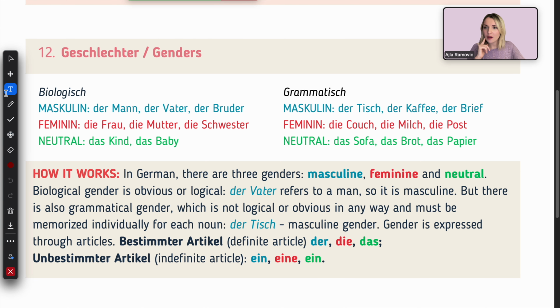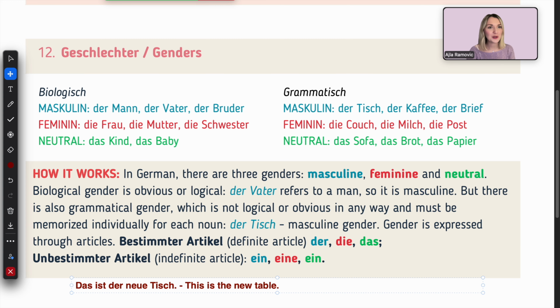So let me just give you a quick example to make this a little bit easier for you, to make it a bit more understandable. In German we could say, das ist der neue Tisch. In English we would translate it like this. This is the new table.